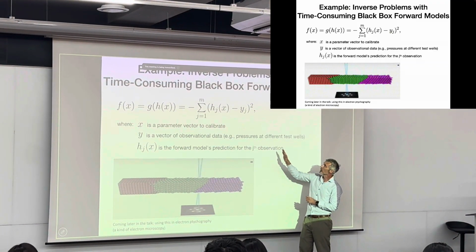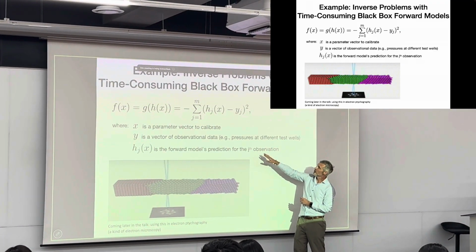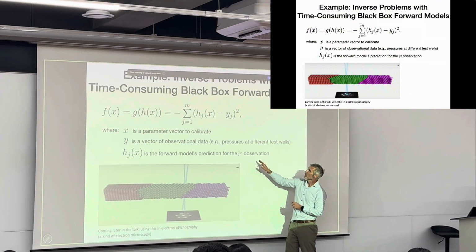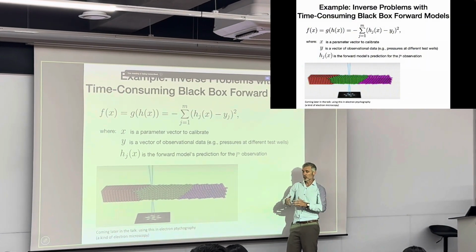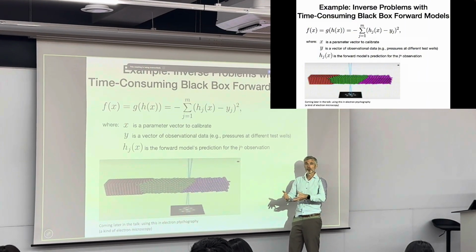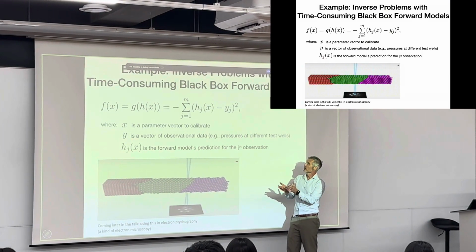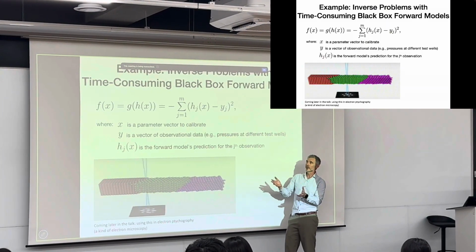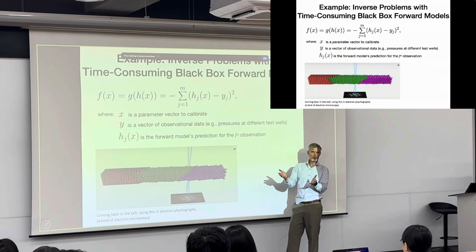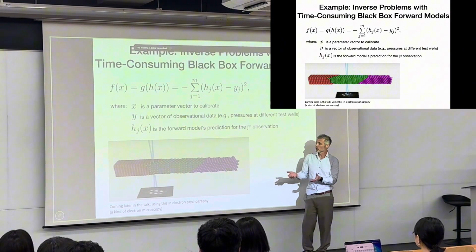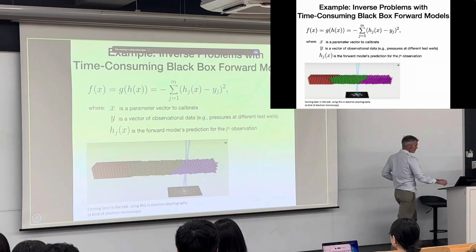So this is a function composition, a function network, where the black box function h of x produces an output, which is then processed through a known function. That's the function that computes the negative sum of squared errors to produce our objective.